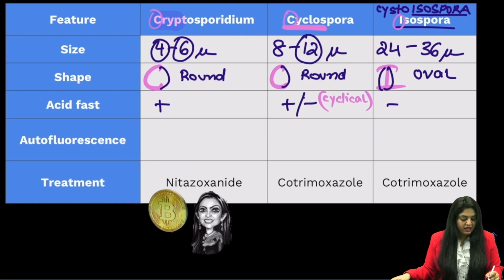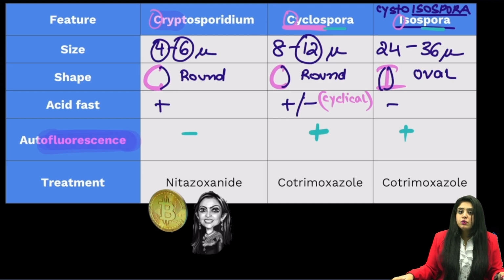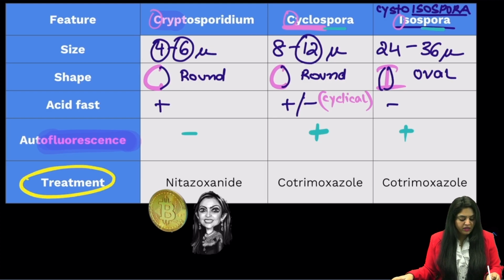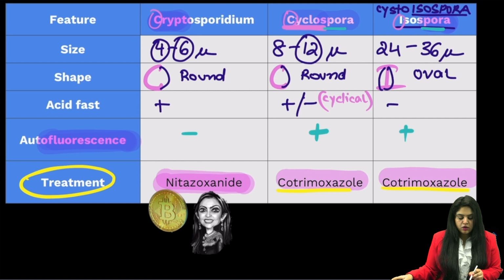Who are the parasites which are going to shine on their own? The Spora brothers. The Spora brothers are going to shine in the future. Okay, they will shine on their own. Spora brothers, Cyclospora, Isospora, they shine on their own. Next, what is the treatment? The treatment of the Spora brothers is the same. Spora brothers are treated with cotrimoxazole. But when I talk about cryptocurrency, cryptocurrency means cryptosporidium. So who's the richest? Of course, Nita Ambani. So Nita's oxonide is the treatment for cryptocurrency, that is cryptosporidium. So for cryptosporidium, Nita's oxonide, whereas for cyclospora and isospora, for the Spora brothers, we have cotrimoxazole.